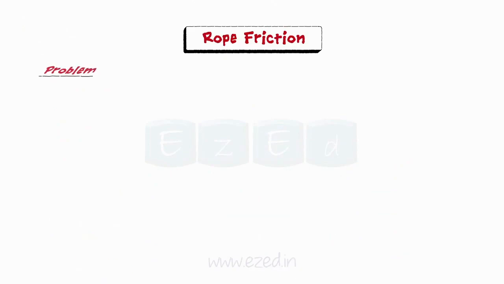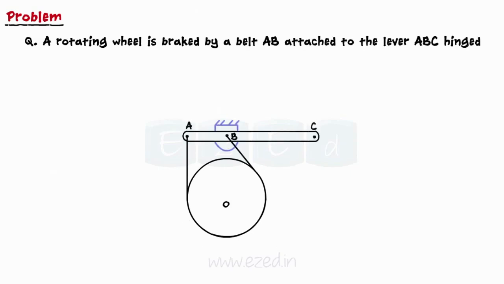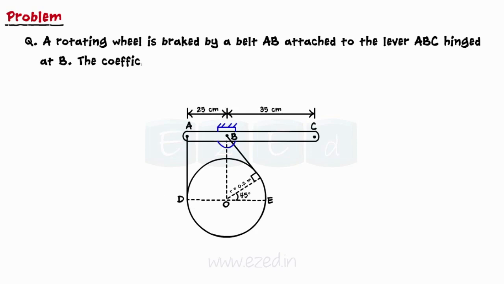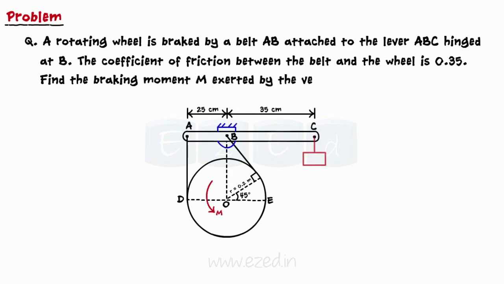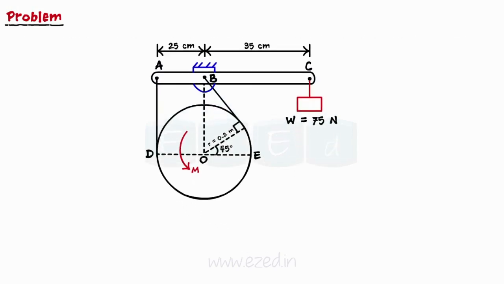Let's consider this problem now. A rotating wheel is braked by a belt AB attached to the lever ABC hinged at B. The coefficient of friction between the belt and the wheel is 0.35. Find the braking moment M exerted by the vertical weight of 75 newtons. In this problem, we have to find the moment exerted by the weight W in order to stop the wheel.